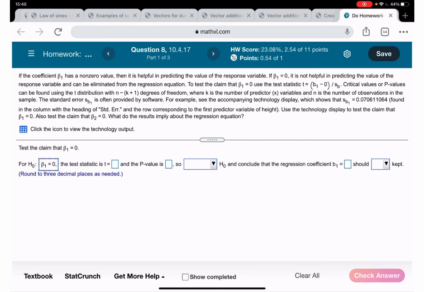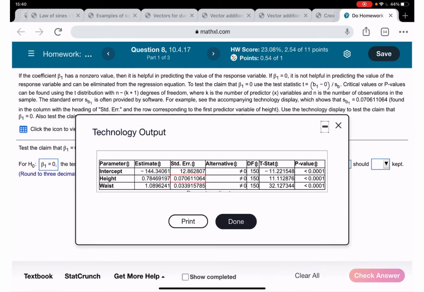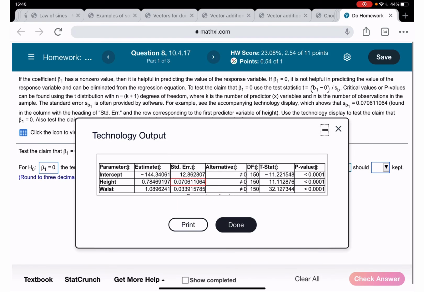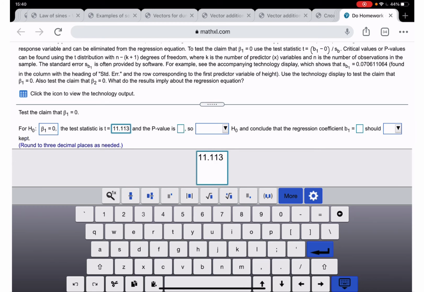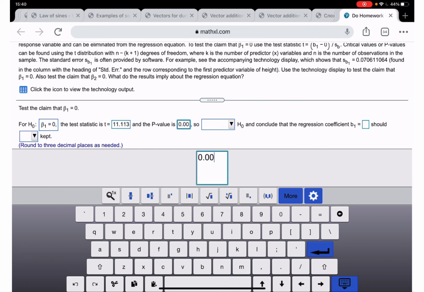Next, let's see the test statistics. Since it's talking about Hive, the test statistic has 3 digits, 11.113. So it's going to be 11.113. Okay, p-value, I noticed it was all zeros.